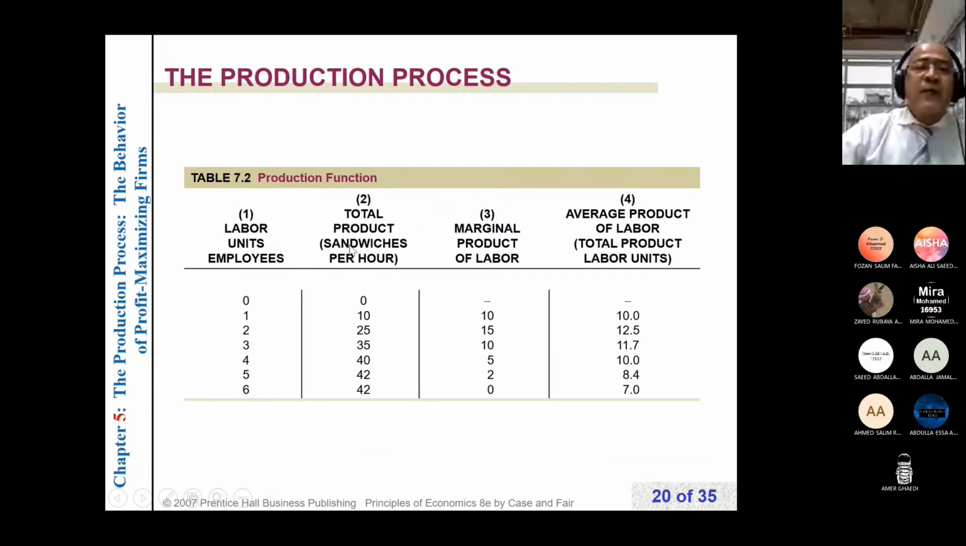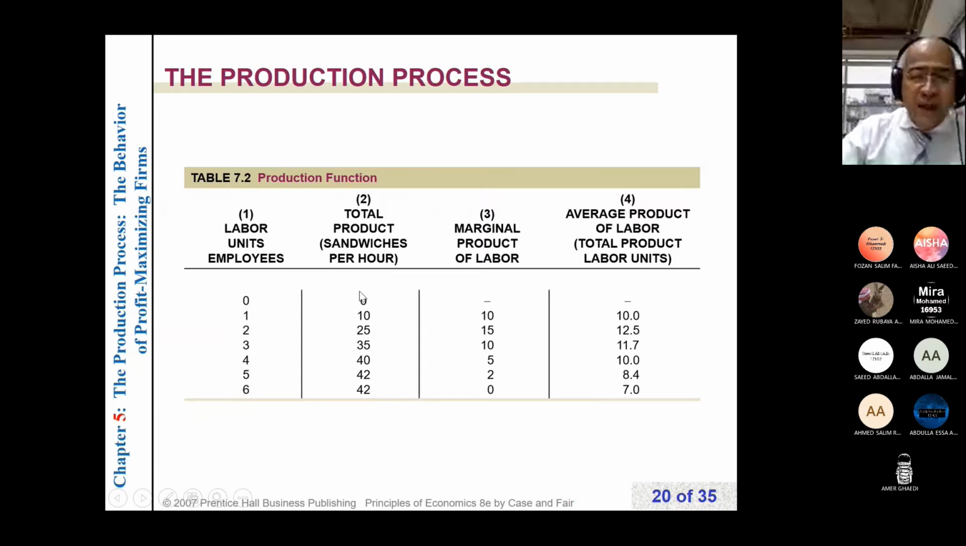So the size of the restaurant is fixed. If the number of employees or workers is 0, total product will be 0. If Zaid appoints 1 worker, this guy can produce 10 sandwiches per hour. If he appoints 2 instead of 1, now we have 2 workers. 2 workers can produce 25 sandwiches per hour. So as you see, as labor increases, total product or total production will increase.